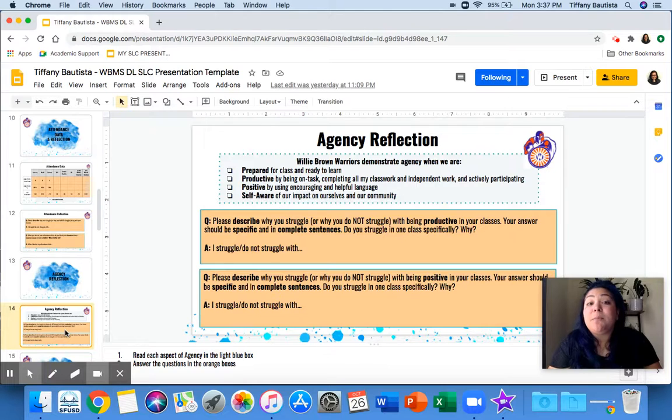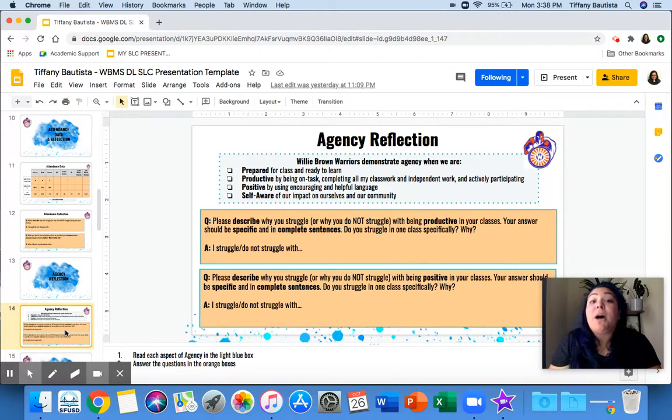The second aspect is being productive. So you can be productive by being on task, completing all your classwork and independent work, and actively participating in the Zoom class. This looks like turning on your cameras when you're addressing the class. This looks like actively participating in the chat. So really just being productive and providing something for the class.